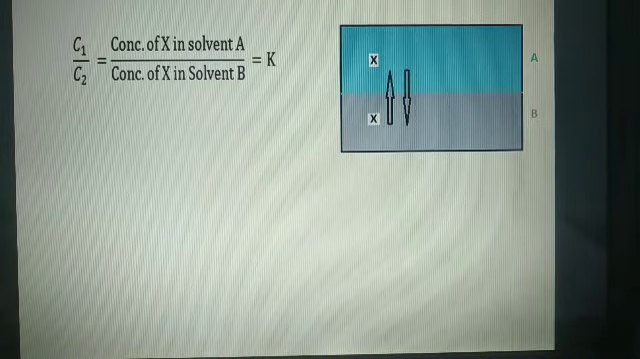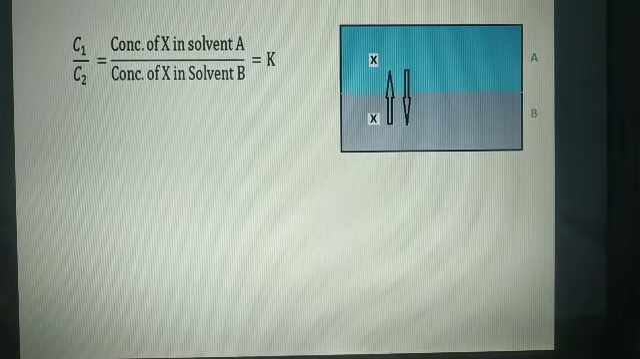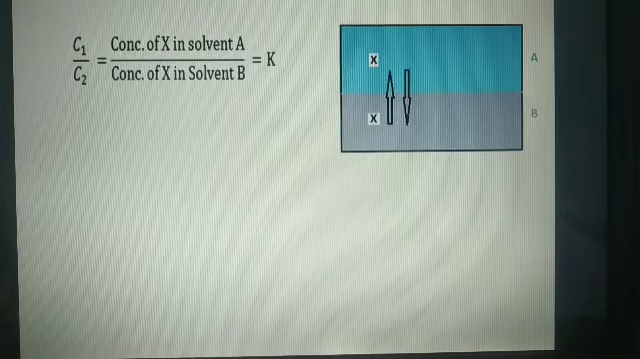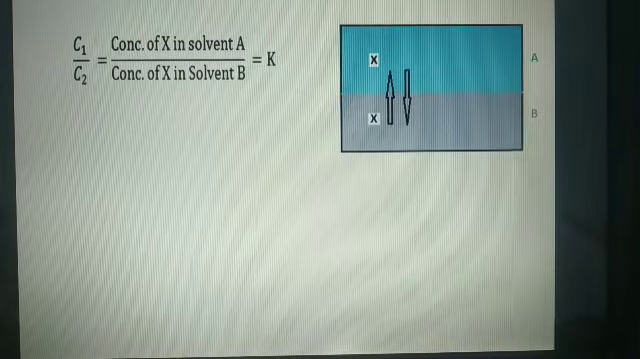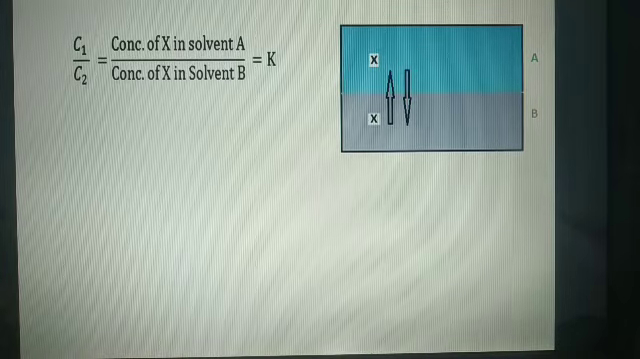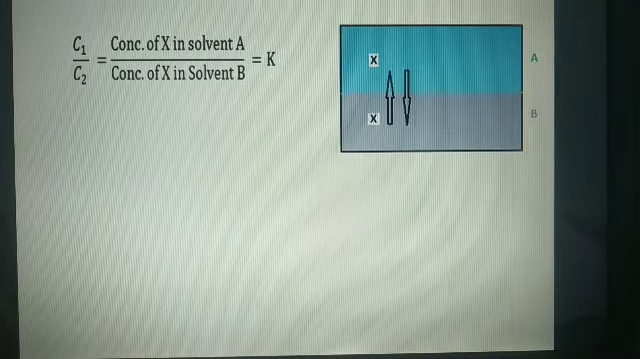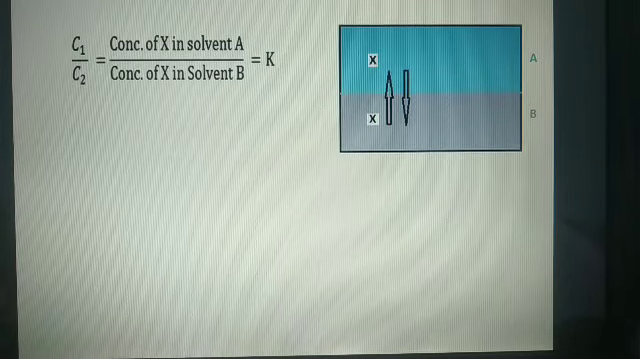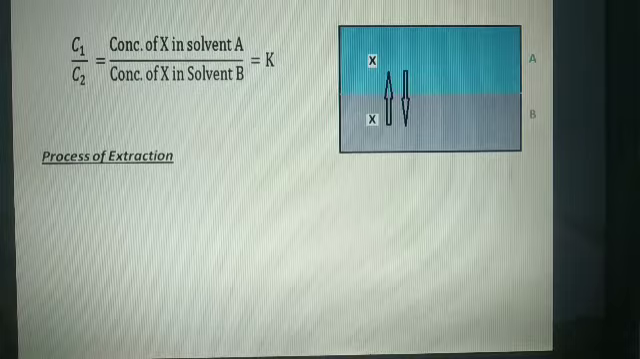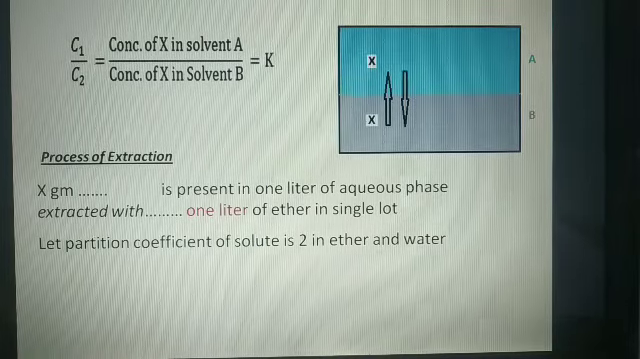So the simple formula for the distribution law is the concentration of solute in one solvent divided by the concentration of the solute in the other solvent, that is constant, that is equal to the partition coefficient, or the distribution coefficient. Now how it is used in the process of extraction, that we will see here.